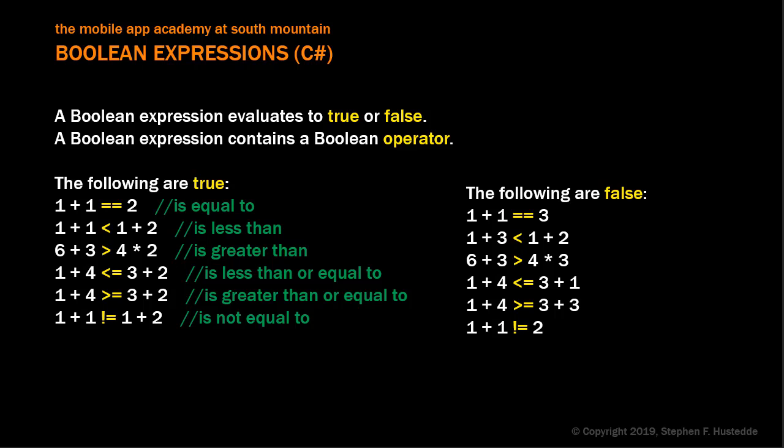The next expression, we have 1 plus 4 is greater than or equal to 6, 3 plus 3. That's a false statement. And then finally, 1 plus 1 does not equal 2. That, of course, is a false statement.